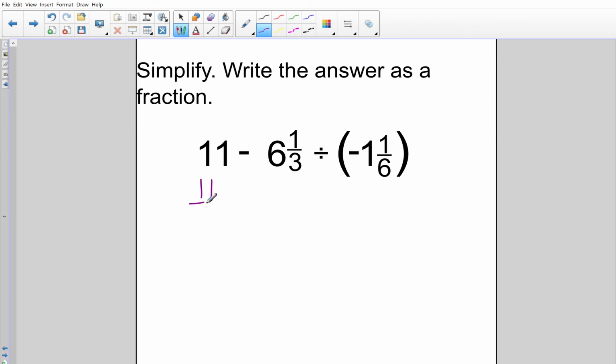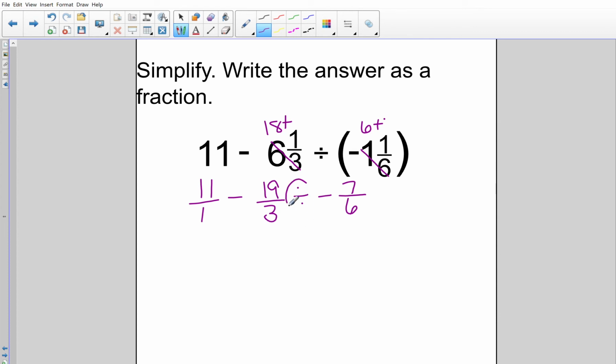So I've got 11 over 1 minus, and I've got to change this: 6 times 3, that's 18, plus 1 is going to give me 19. So I'm going to have negative 19/3, and then keep my sign, division, and then this is going to be a negative 6 plus 1 is 7 over 6.